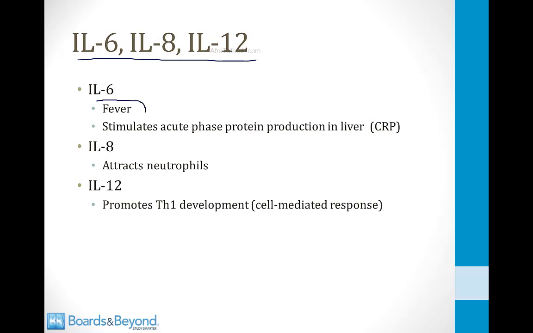IL-6 is also a pyrogen like IL-1. It causes fever. IL-6 also stimulates the liver to synthesize acute phase proteins like C-reactive protein, which become elevated when there is inflammation in the body. IL-8 attracts neutrophils, and IL-12 is important for promoting the development of the Th1 subset of T cells, which is part of the cell-mediated response, and I talk in more detail about this in the module on T cells.